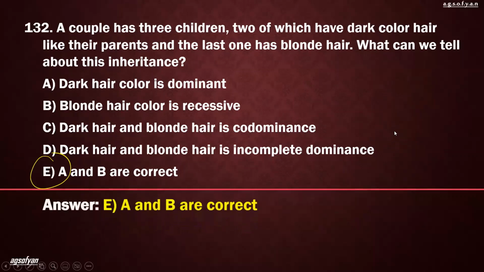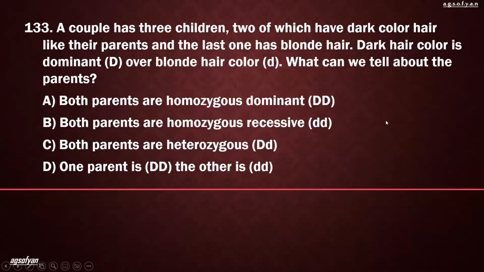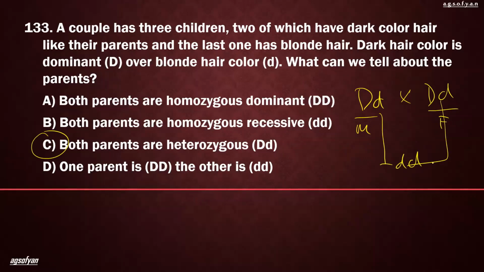A couple has 3 children, 2 of which have dark colored hair like the parents, and the last one has blondie hair. Dark hair is dominant, blondie is recessive. What can you tell about the parents? The blondie child means the parents should be heterozygous. Only heterozygous parents will produce this. The blondie child comes from one lowercase allele from the mother and another lowercase from the father. It should be heterozygous.